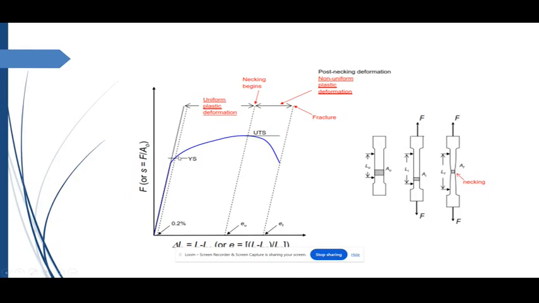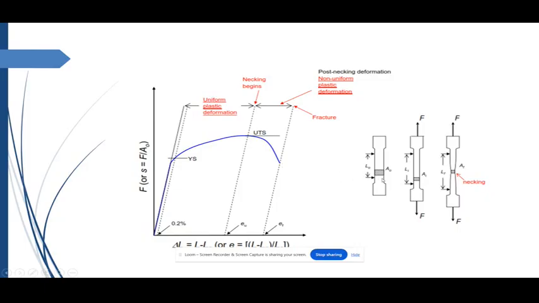Here, uniform plastic deformation takes place up to this point, the maximum load point or UTS point. After that, non-uniform deformation takes place because of the presence of nucleation of voids and so on. Ultimately, load carrying ability is lost. Finally, fracture will take place.